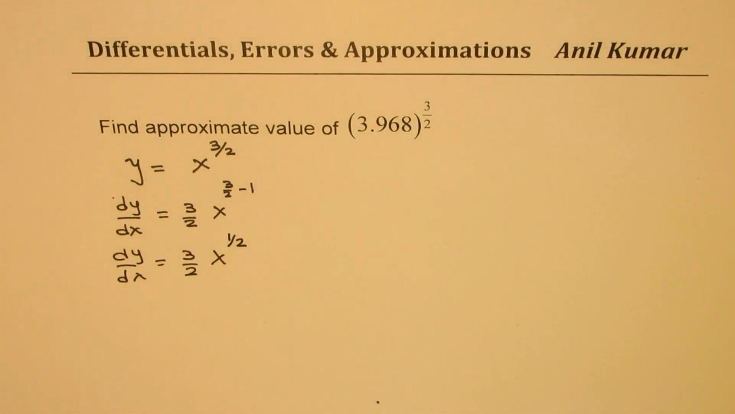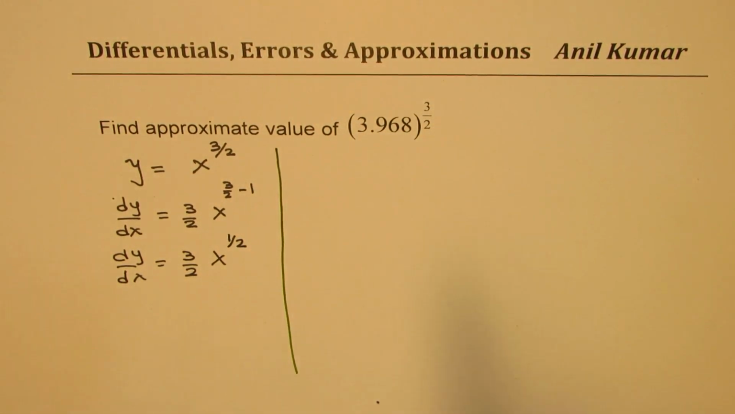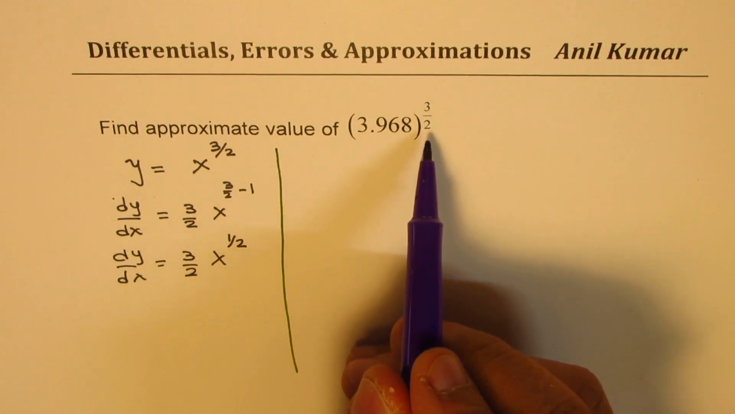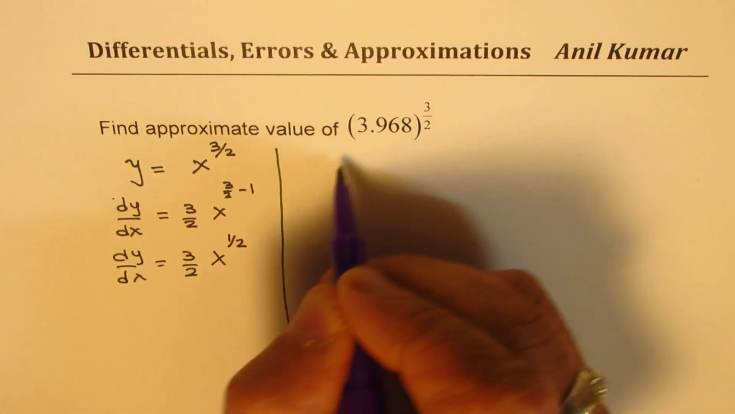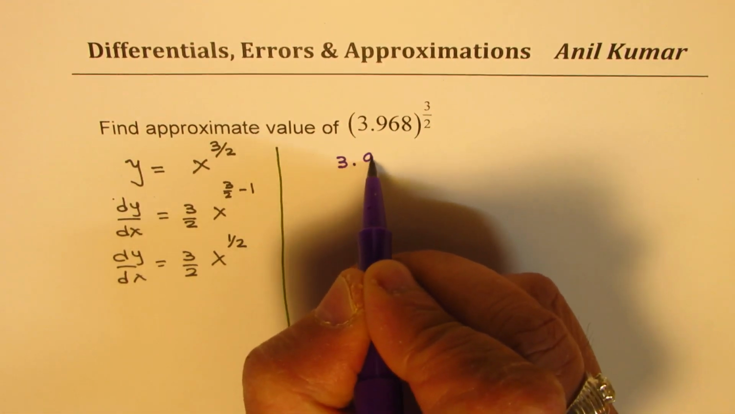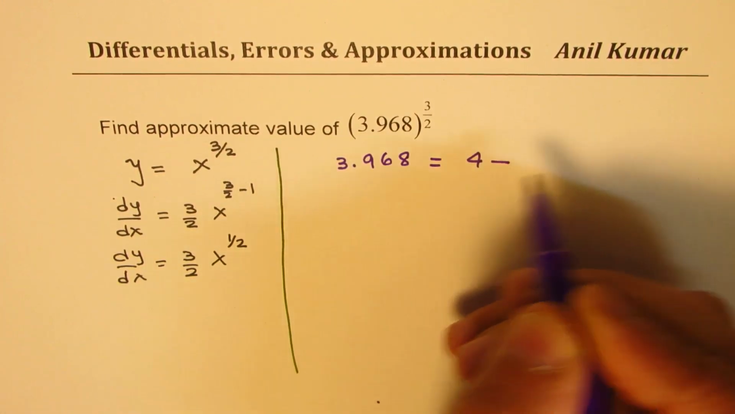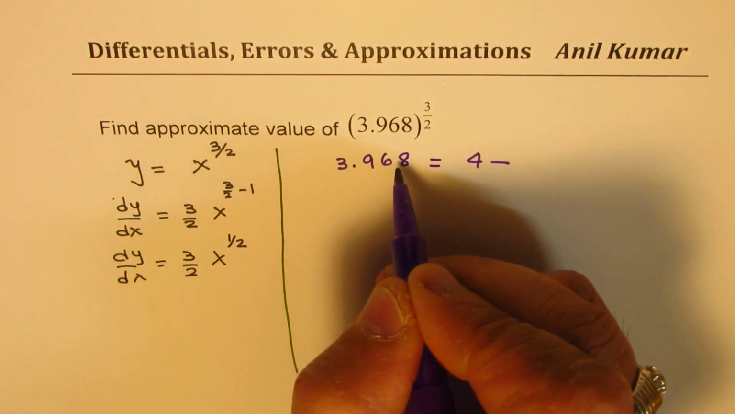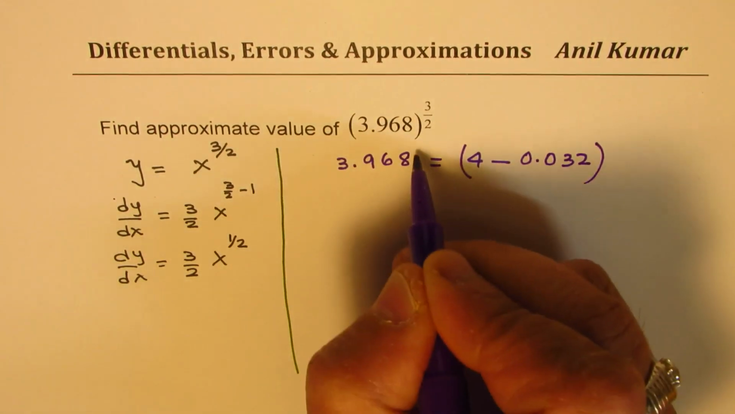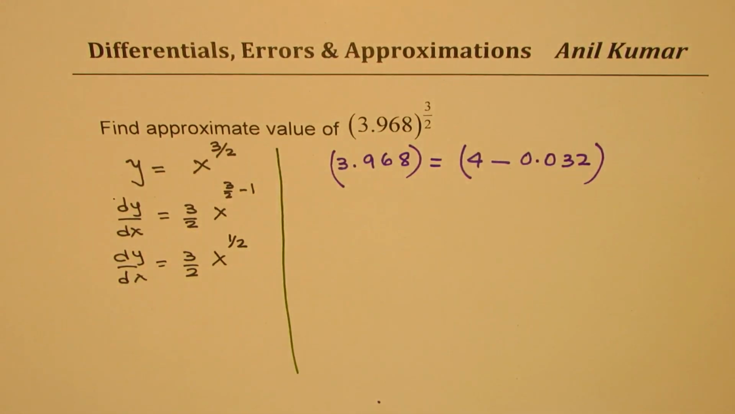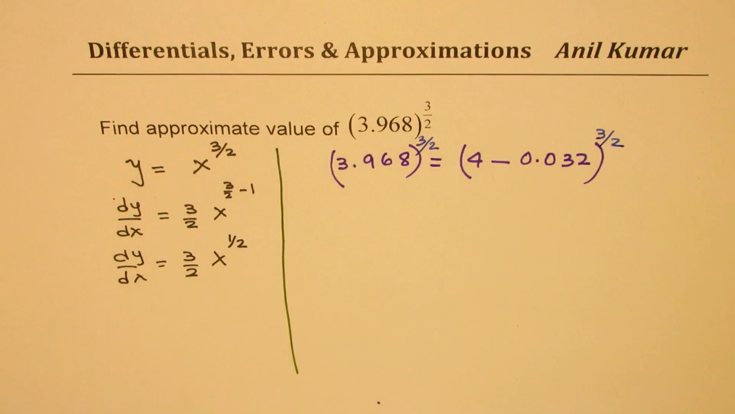Now, how can you approximate 3.968 to the power of 3/2? Well, the closest value is 4, right? So we could think that this value, 3.968, could be written as equal to 4 minus, so take away from 4 this value, so you get 0.032, right? So we could write this as, now this power to the power of 3/2 could be written like this, correct?